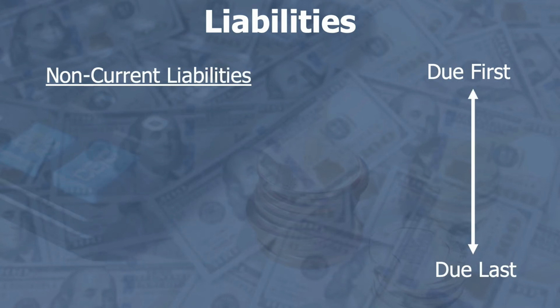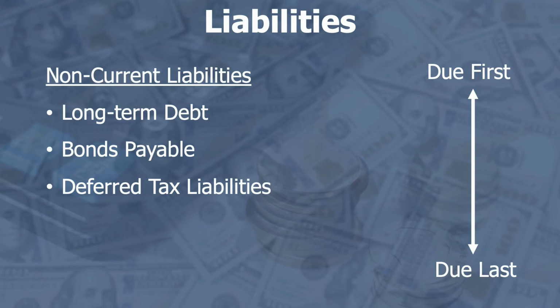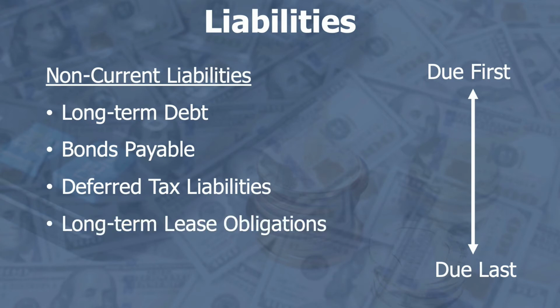So now we'll move on to the non-current liabilities, and this would be things like the long-term debt. So this might be any interest on principal amounts which is due more than 12 months in the future. Also bonds payable, deferred tax liabilities. So this would be taxes which have been accrued but will not get paid for another year at least. And then we might have long-term lease obligations.